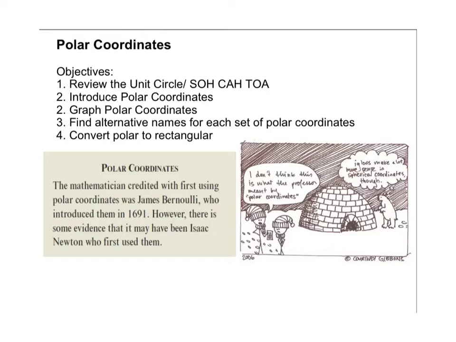Polar coordinates were developed by James Bernoulli, that's how you say that name, 1691, although they think probably Isaac Newton did. Didn't he do everything? Here are the objectives, and I'm going to follow those objectives pretty closely on this video. On we go.